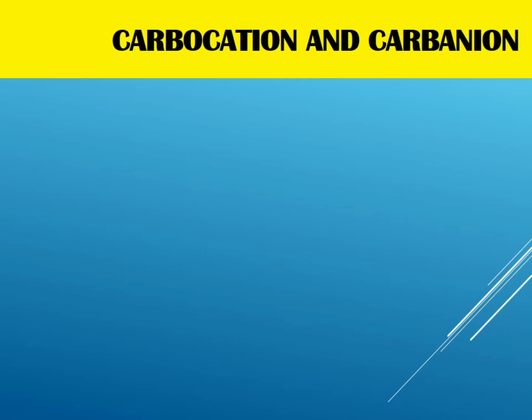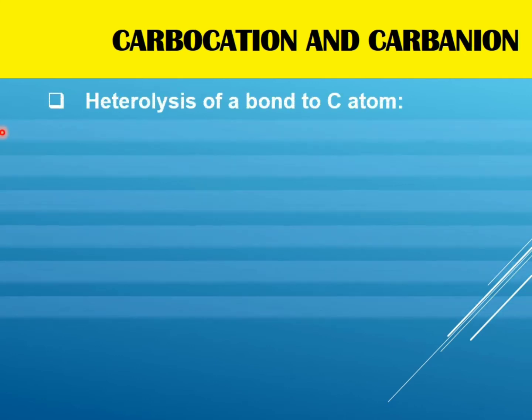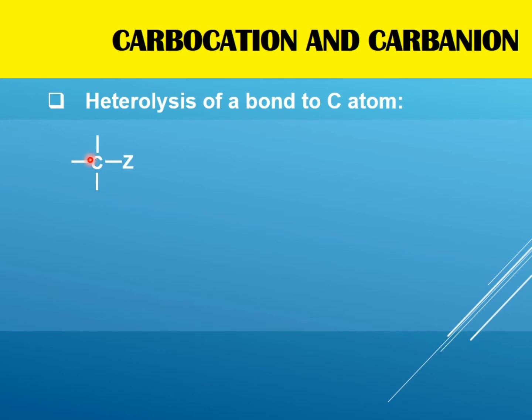Next, we will look at the formation of carbocation and carbanion from the heterolytic cleavage reaction. So C is bonded to a Z atom. Carbon is more electropositive and Z is more electronegative. So when the single bond breaks, both electrons will be transferred to the more electronegative Z atom, causing the carbon to become electron deficient. So it will become a positive carbon ion, and we have a negative Z ion. The positive carbon ion is known as a carbocation.